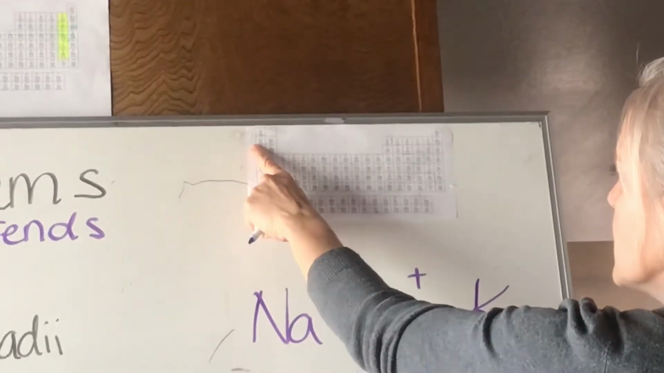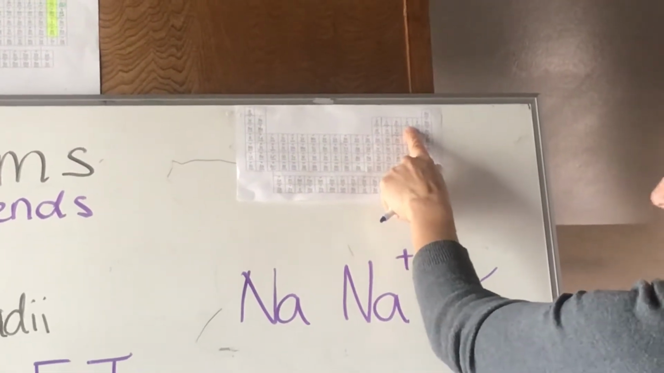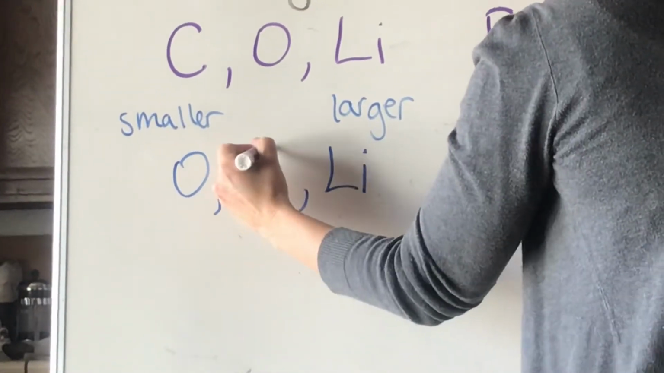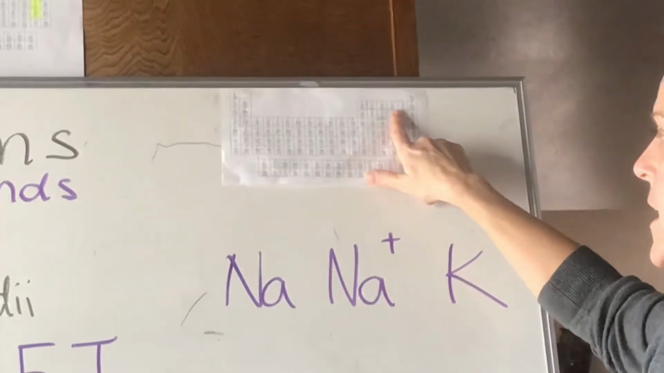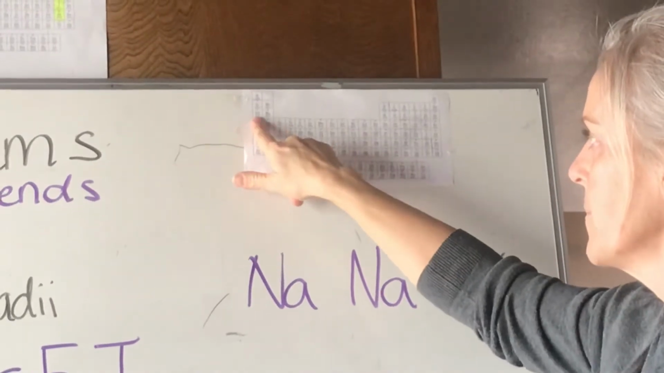The smallest one would be the one furthest to the right, which would be oxygen, and then carbon in the middle. And then after you do that, come back and say, okay, the smallest is all the way over here to the right, so it's oxygen, then carbon, then lithium.